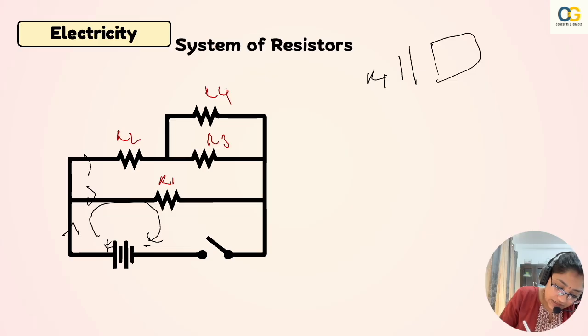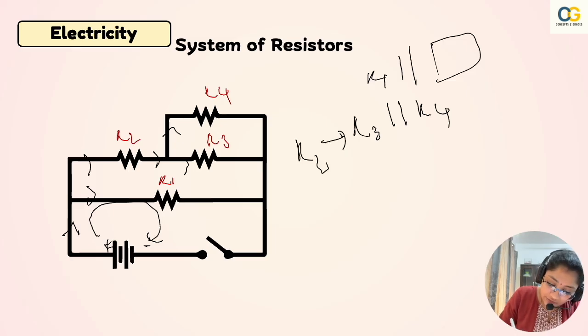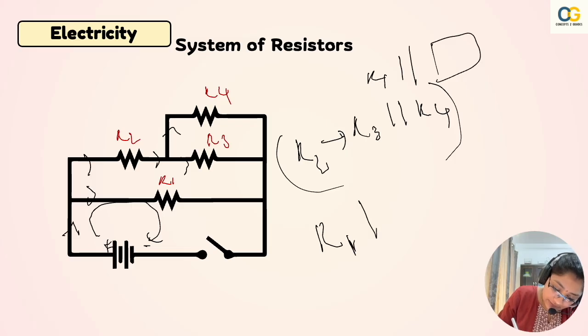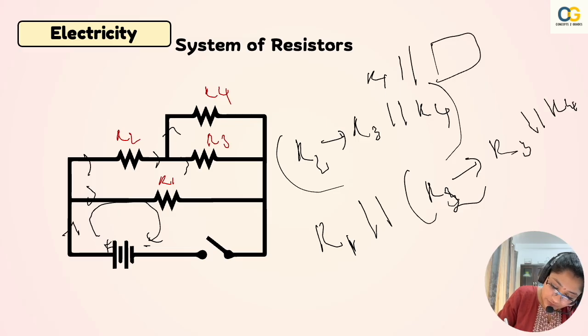In this system, R2 is going, again the current divides here. So what I can conclude is R3 is in parallel with R4. This parallel system is in series, so this is in series with R2. And this entire system, R1, is in parallel with this entire R3, R4, R2 system. So that is how you draw.